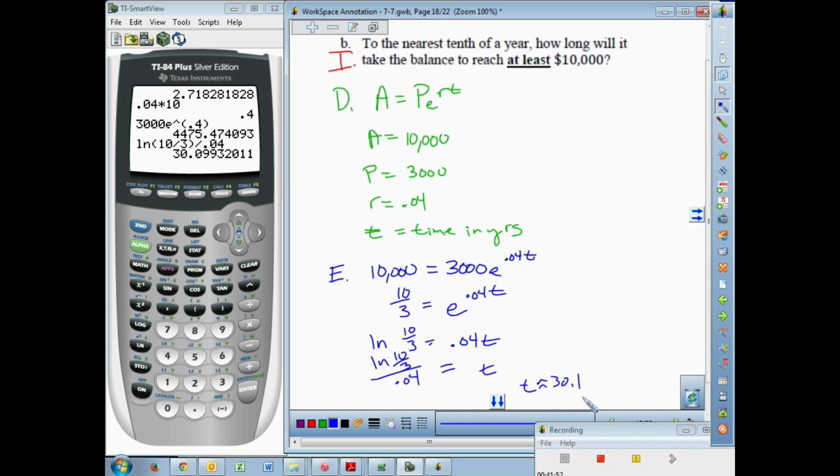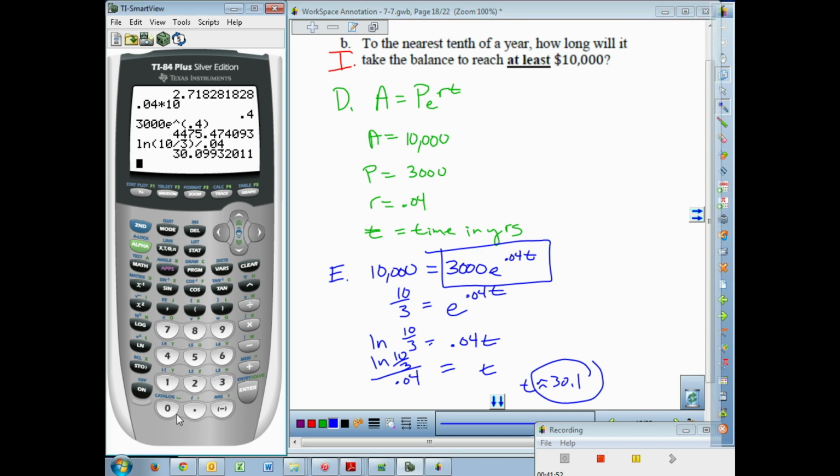We have to check to see if we will actually have $10,000 after 30.1 years. And we don't get to use this previous answer. We have to use this number. We rounded it. Cool? So let's go back into our equation right here, and we need to punch this in and see if it gets me 10,000 or more. 3,000 times e to the 0.04 times 30.1. See how I used the rounded number of 30.1. Close that up and hit equals. Do we have at least $10,000? So that was good. It will take 30.1 years.